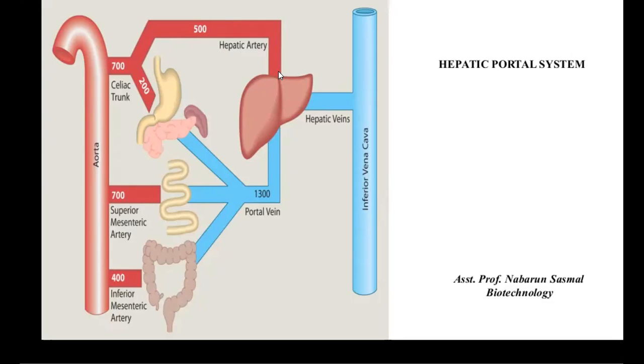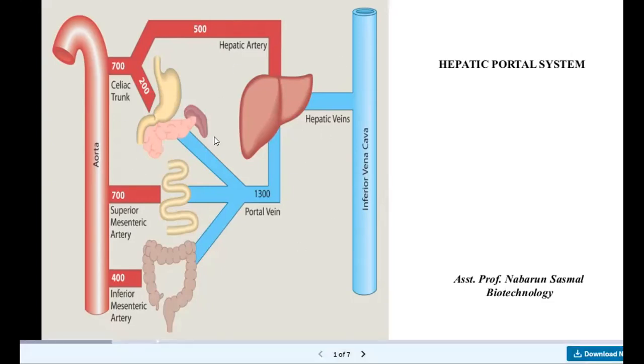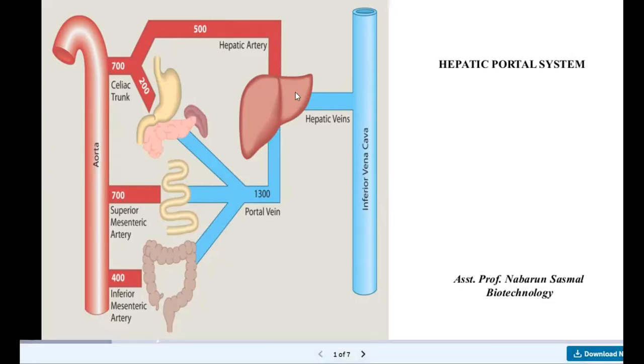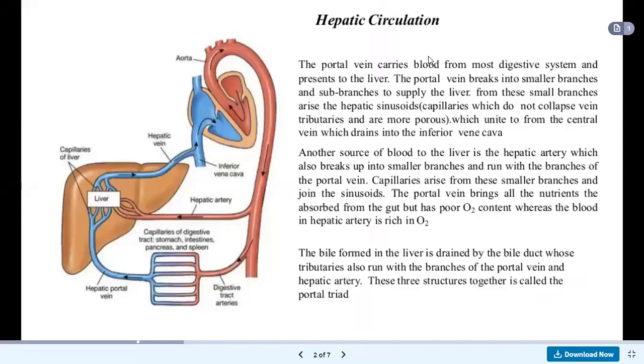Now, this whole system is what we call the hepatic portal system, or the hepatic circulation. Hepatic is from the word liver, hepatic from the liver, then portal from the portal vein. Okay, let's see. So what is hepatic circulation?